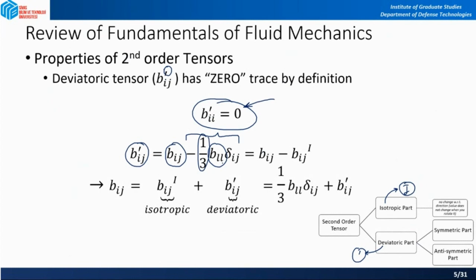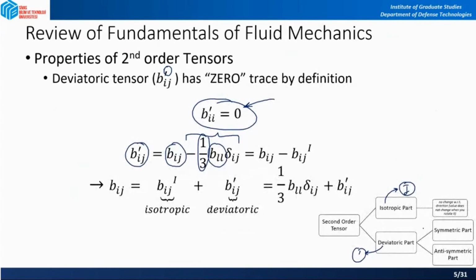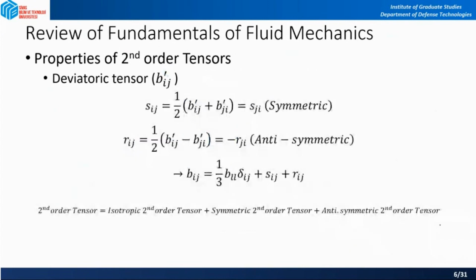So we have all of these properties right now, so you should keep in mind all of these properties. Next step is to further decompose the deviatoric part. We said the deviatoric part has symmetric and anti-symmetric parts, so we have to decompose this deviatoric part. As you see in here, you can name it as the symmetric part, Sij, and the anti-symmetric part, Rij.